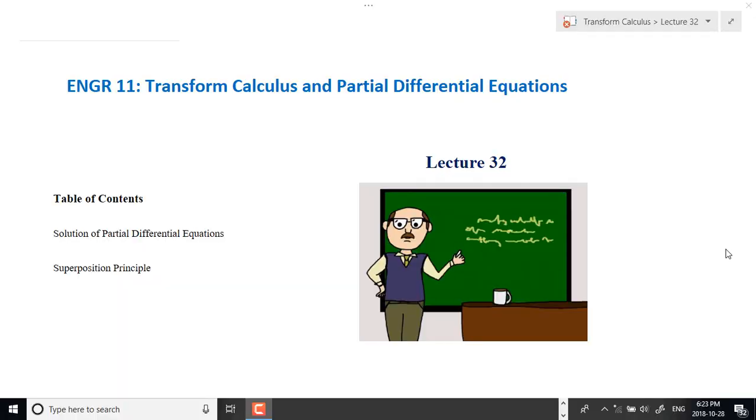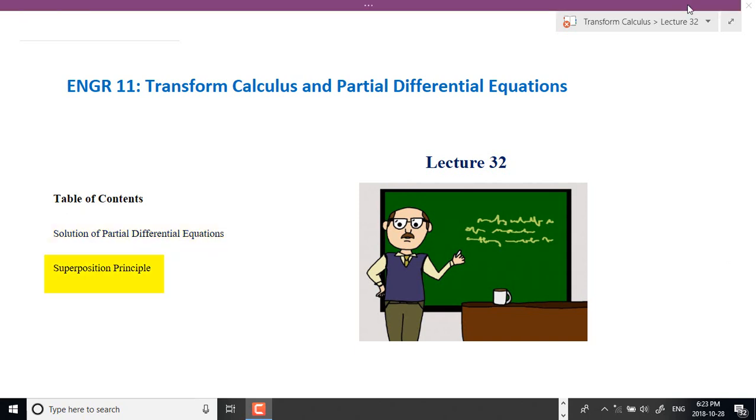Hello guys, we want to start our second lecture of chapter 13. So we want to talk about the solution of partial differential equations, and then we want to talk about the superposition principle.